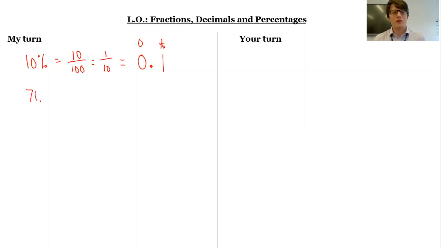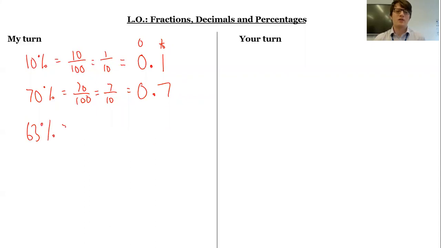Now that follows us through. If you wanted something like 70%, well, we've got 70 parts out of 100, 70 hundredths, or 7 tenths, which again, 0.7, 7 tenths. Something like 63%, well, 63 parts out of 100, can't simplify this any further, but I can turn it into a decimal. I've got 63 hundredths, or 6 tenths, 3 hundredths.